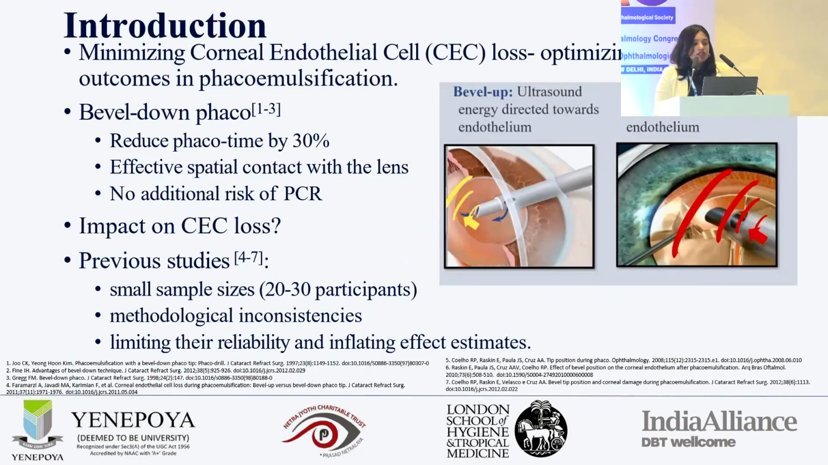Minimizing corneal endothelial cell loss is very important and essential for optimizing visual outcomes. Studies have shown that bevel down phaco is advantageous as it reduces phaco time by 30% because of effective spatial contact between the lens fragments and the phacotip, with no additional risk for PC rent. But the effect of this technique on corneal endothelial cell loss has not been effectively studied. Although there are a few studies which have done this, there are methodological issues with inconclusive results.